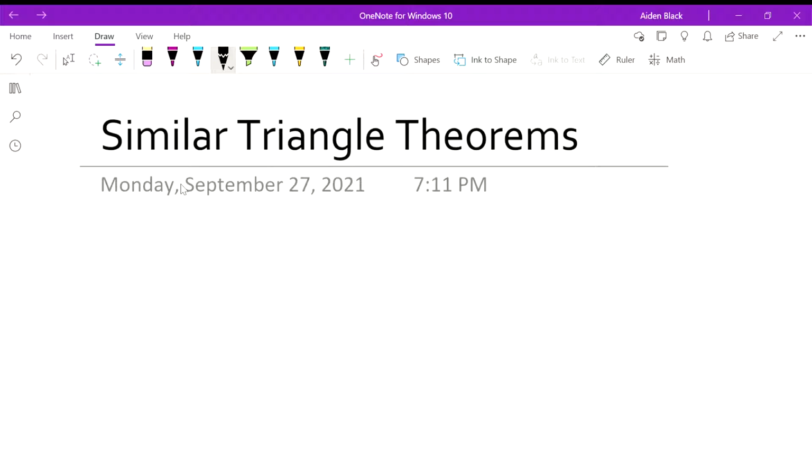Okay, so we're just going to show how to use some of these similar triangle theorems. The first one we'll talk about is angle-angle, which we can notate as AA. This is the angle-angle theorem.